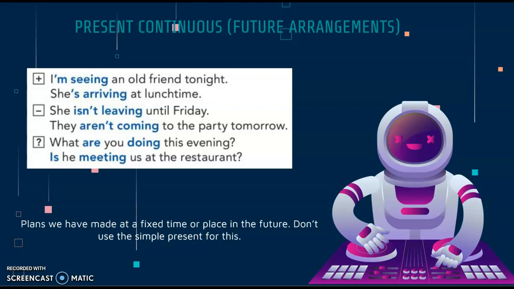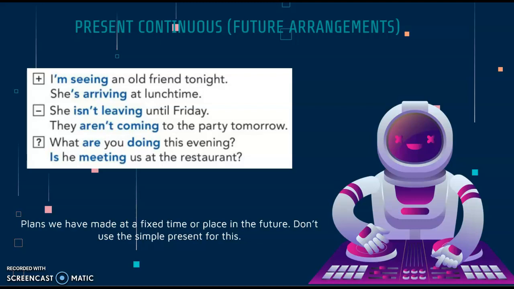In the negative, she isn't leaving until Friday. They aren't coming to the party tomorrow. Once again, we use the verb to be, conjugated according to the subject, plus the particle not, and the verb with ing.